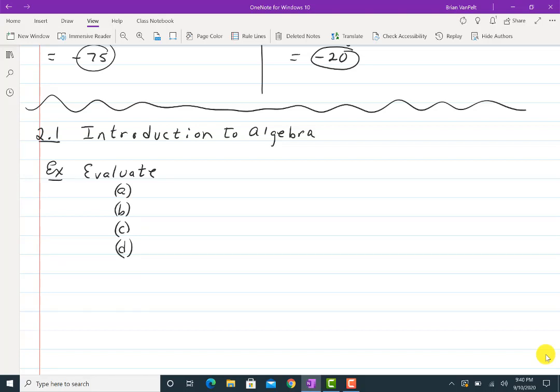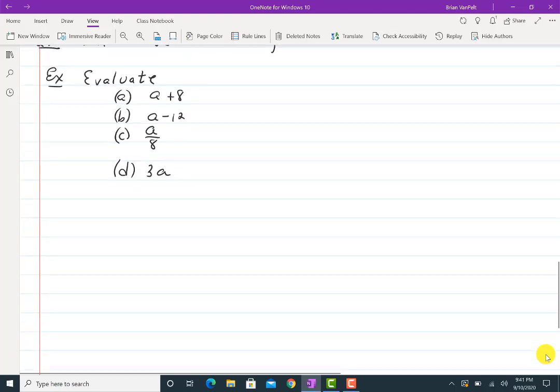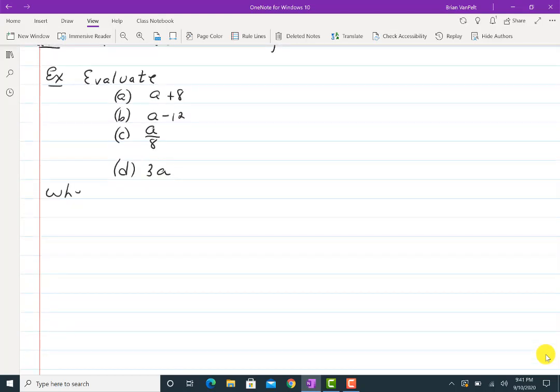I have A plus 8, A minus 12, A divided by 8. I guess I should give myself a little more room here. And finally 3A. Evaluate all of these things when A equals 16.